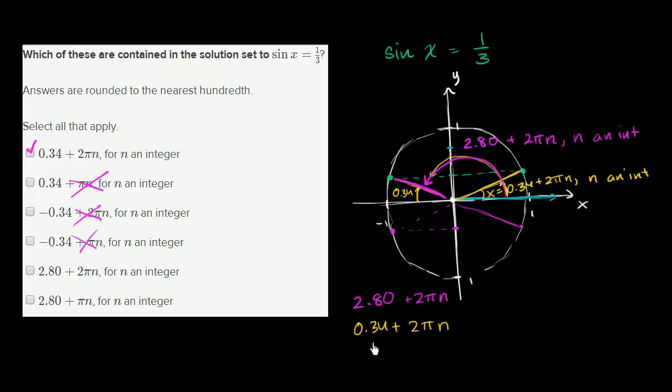Same thing for this one right over here. 2.8 plus 2 pi n. That's what we wrote right over here. Going all the way to 2.8, and any multiple of it is going to get you back to that same point. So that one works. 2.8 plus pi n. So if you're here and if you added pi, you're going to get over here. And the sine of that isn't going to be positive 1/3. It's going to be negative 1/3. So we can rule this one out as well. So these are the only two that apply. And if you actually take them together, you have the entire solution set to this equation right over here.